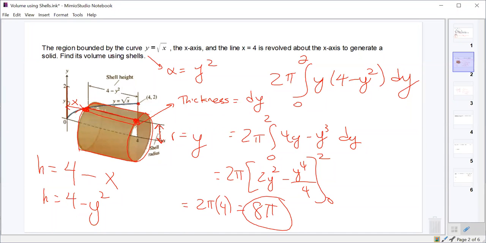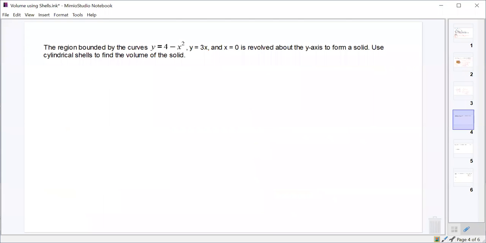So it's convenient to know them both. Like I said, shells are not required on the AP test, but it's good to know how to do them just because you know how to do them for any future calculus. Yes.